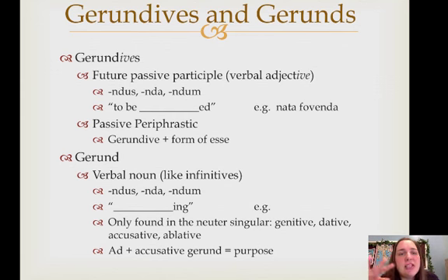Today's lesson is chapter 39 in Wheelock's Latin, and this is where we are going to learn gerunds and gerundives. Okay, so let's get a couple of definitions down. A gerundive is a verbal adjective. This is one way for you to remember the difference between a gerundive and a gerund: the gerundive is an adjective.